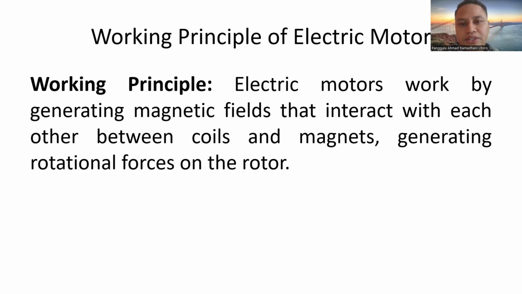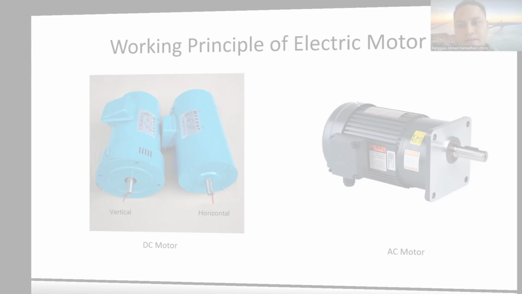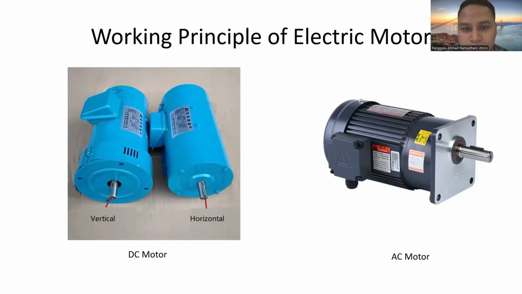How about the working principle of electric motor? Electric motors work by generating magnetic fields that interact with each other between coils and magnets, generating rotational force on the rotor. This is the type of electric motor. In this picture, we have two types of electric motors consisting of DC motors and AC motors.